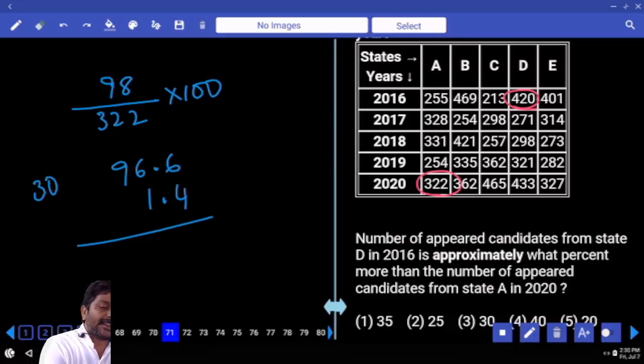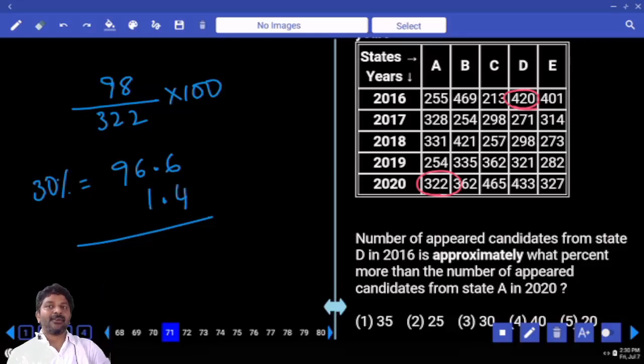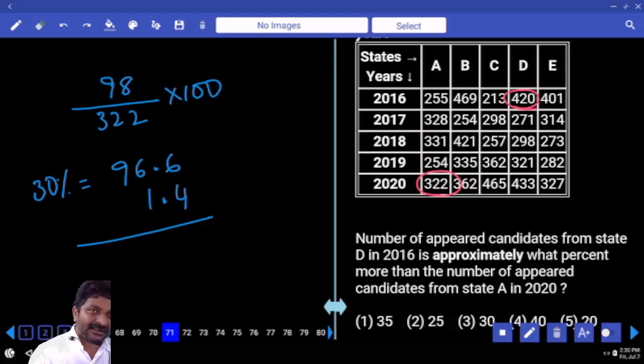This is 30%, right? What is 1% of the denominator? So you don't have to add 1%. Answer should be very close to 30, so approximately 30, right?